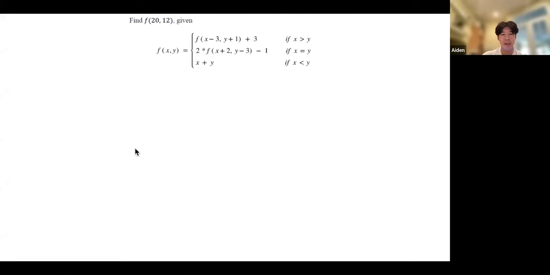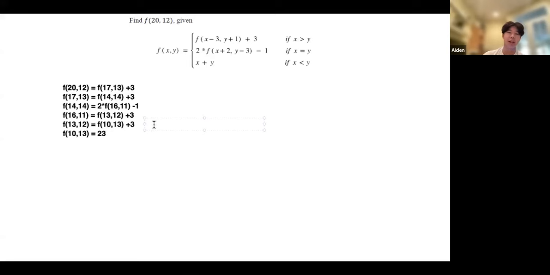And now once we have that, we can start working our way back up the ladder. So f of 13 comma 12 is f of 10 comma 13 plus 3, which is 23 plus 3, which is equal to 26. And now that we know that f of 13 comma 12 is 26, then the step up above that, which is f of 16 comma 11, is equal to 29.